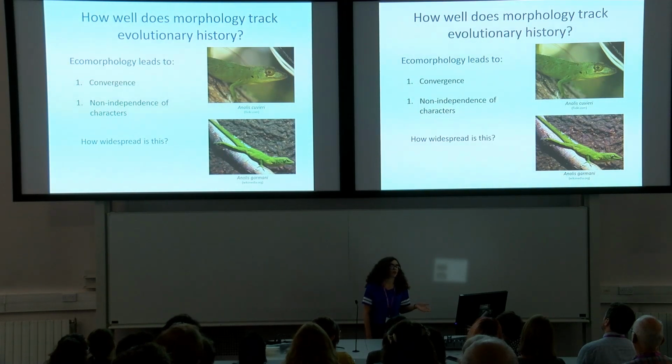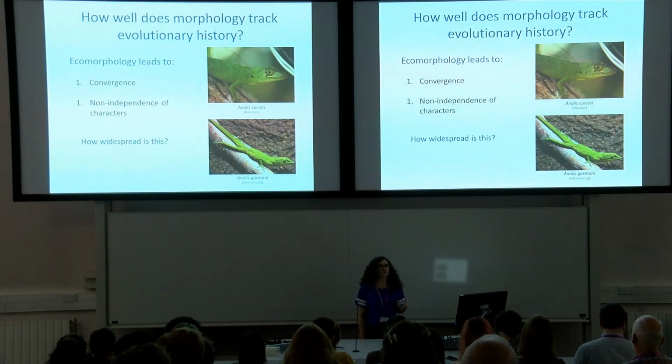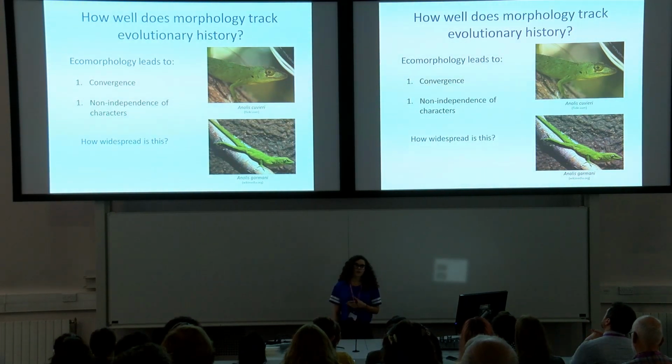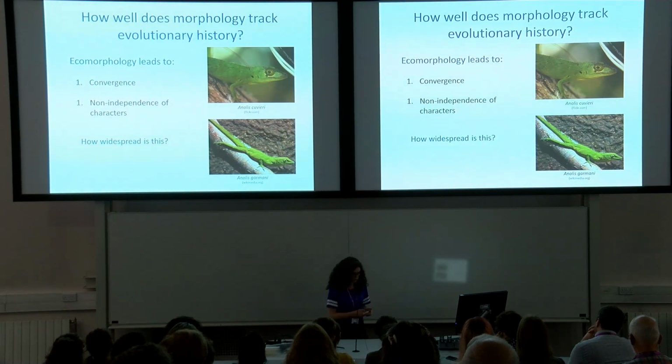A related issue with morphological data is the non-independence of morphological characters. So sometimes morphological characters evolve together in semi-autonomous suites or modules, we might call them in a morphometric context. And again, this is quite often associated with finding particular adaptive peaks that are associated with a particular niche. So it's quite important to evaluate how widespread these issues are in morphological data, especially when considering the phylogenetic placement of fossil species for which we typically only have morphological data.